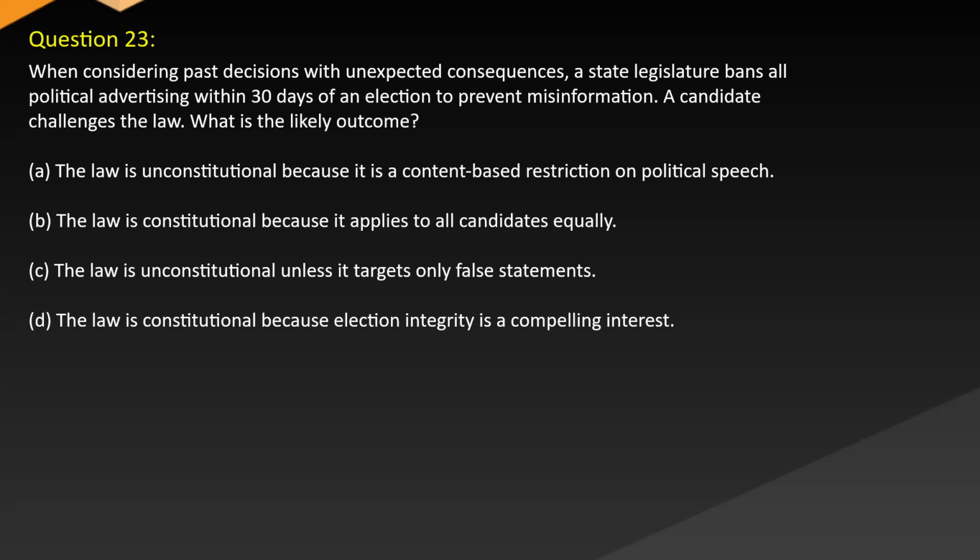A. The law is unconstitutional because it is a content-based restriction on political speech. B. The law is constitutional because it applies to all candidates equally. C. The law is unconstitutional unless it targets only false statements. D. The law is constitutional because election integrity is a compelling interest.